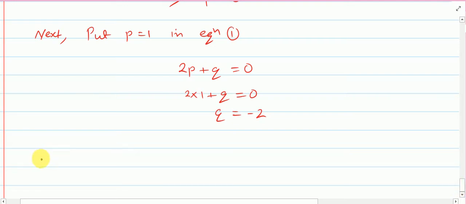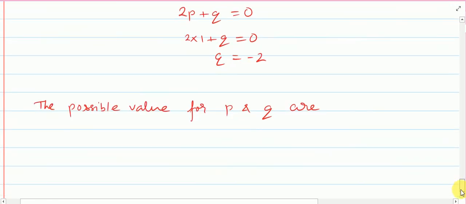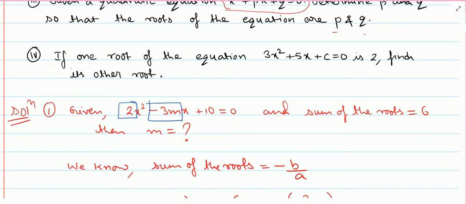So the possible values for P and Q are P is 0, Q is 0, or P is 1 and Q is minus 2. Okay, now let us see the next question.